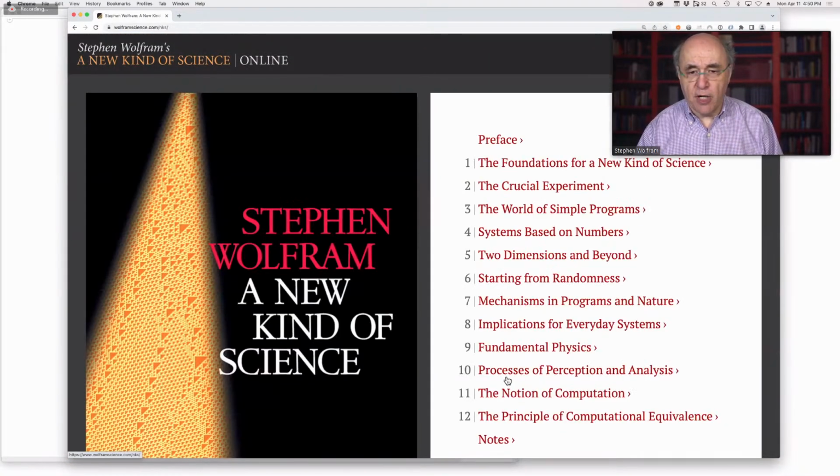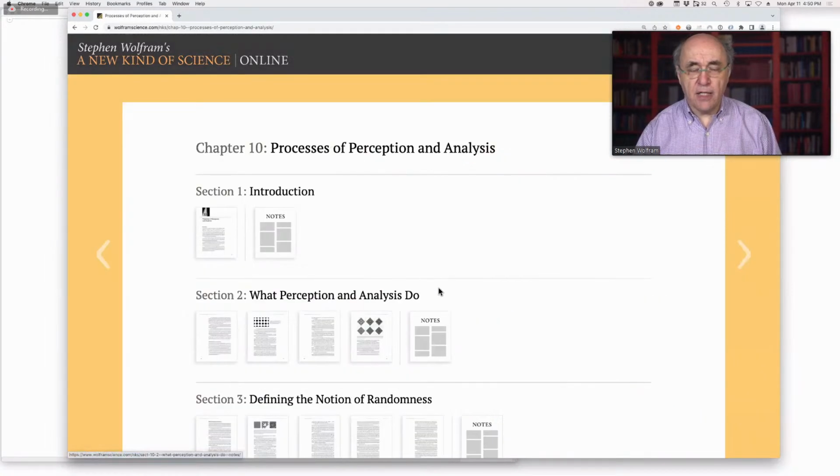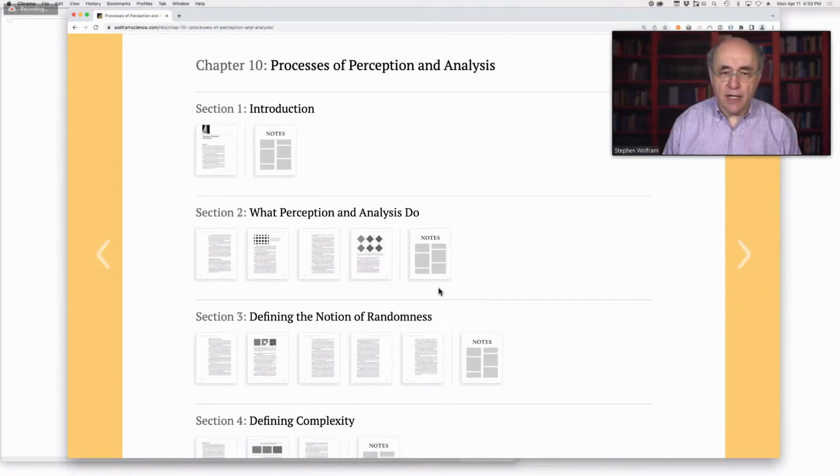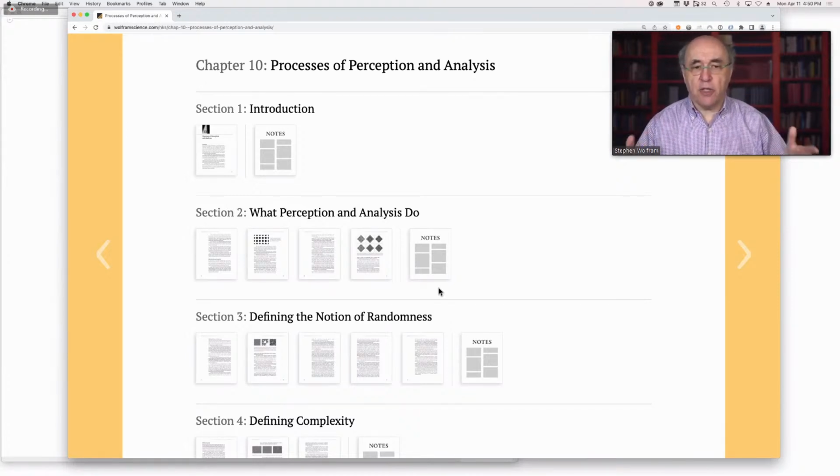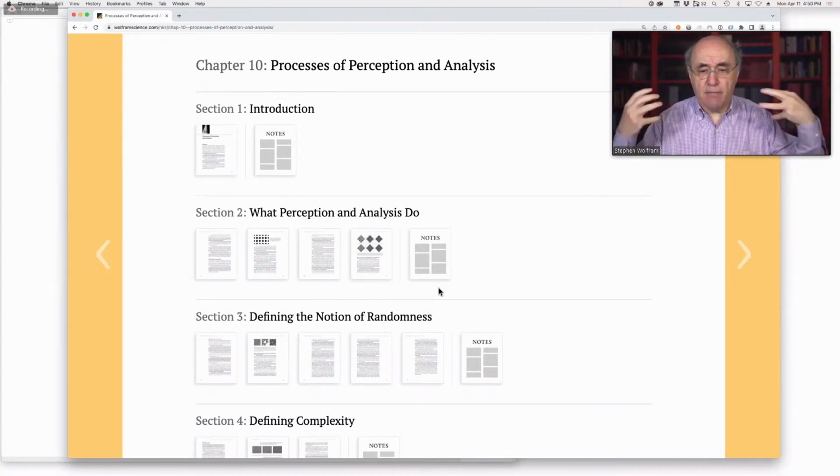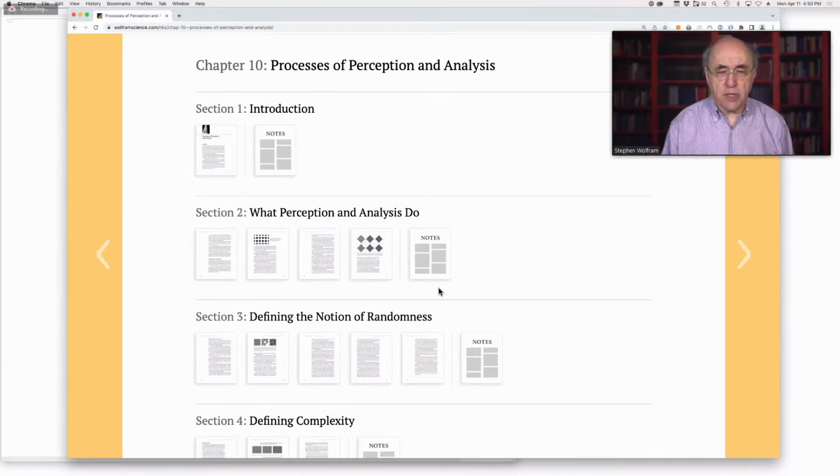And I think that was it for chapter 10. So just summarizing here, the big idea is, how do we apply perception and analysis to the kinds of patterns we're generating with simple programs? And what are the processes of perception and analysis that we can use? How do those work? And can we make meta models for those processes of perception and analysis?